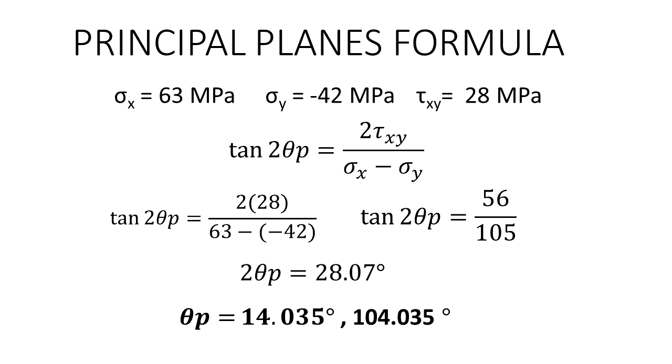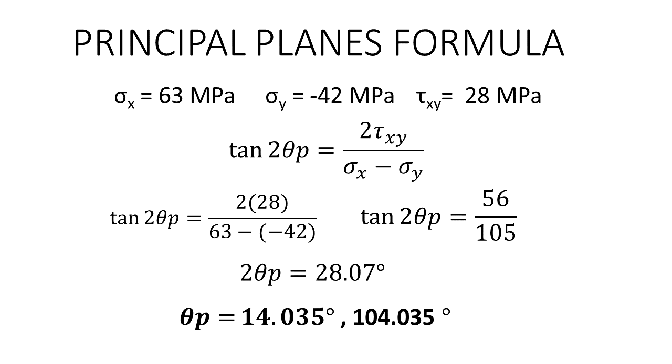Now, applying the inverse tangent, or arctan, to both sides of the equation, we get 2 theta equals 28.07 degrees. For us to get the final answer, we divide 28.07 degrees by 2. Here we get the principal plane, which equals 14.035 degrees. And in case you are wondering where we got the 104.035 degrees, we just added 90 degrees so that we get the other orientation for the principal plane.